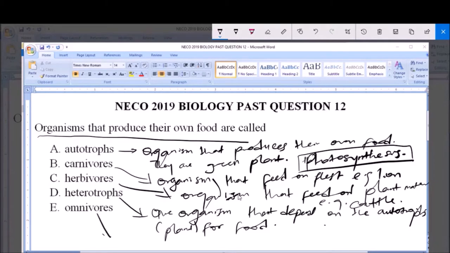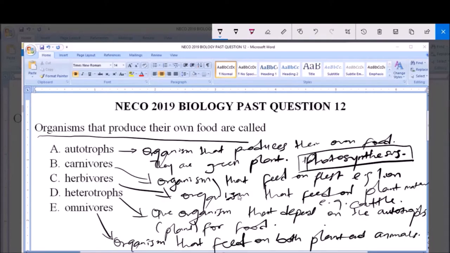Now, omnivores, which is option E, simply refers to organisms that feed on both plants and animals. And a typical example of omnivores is human or man.